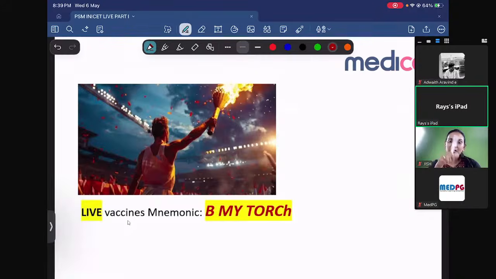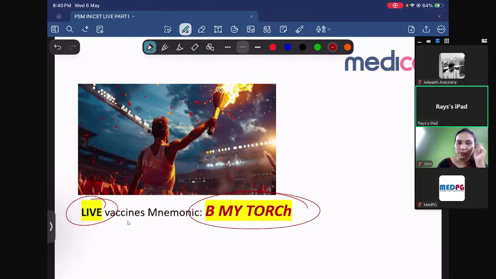And how do you see the Olympics? If you don't have the money to go, you watch it live on TV. You see the Olympics live telecast on television, right? So that's how you remember "live." Remember this Olympics torch bearing ceremony. The live vaccines mnemonic is "Be my torch."